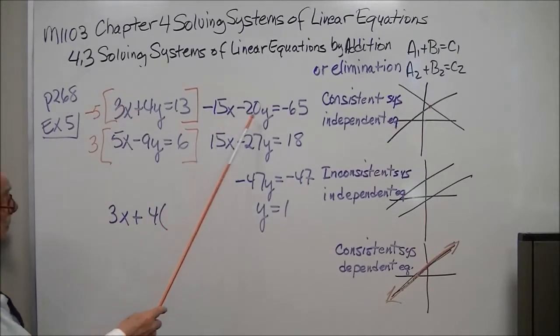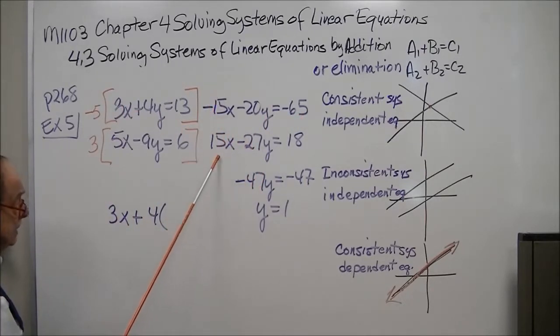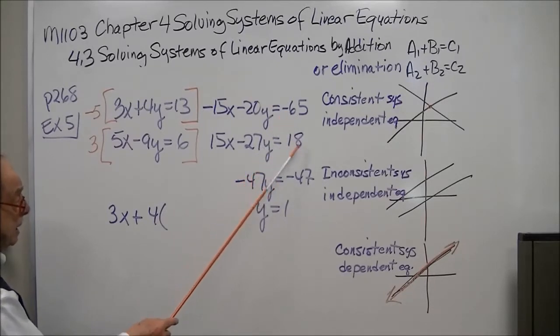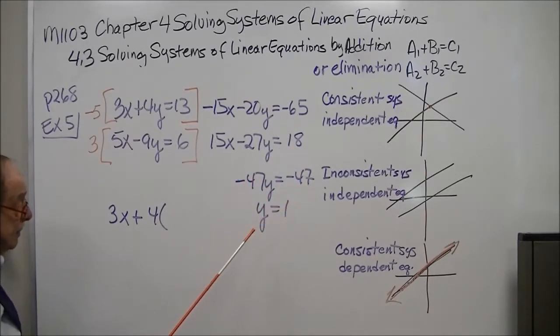So I ended up with this. Now the x's cancel out. I add up, I get a negative 47y, and that equals a negative 47. So I just divide both sides by negative 47. I have y equals 1. And that's where I am right here, because I want to solve now.